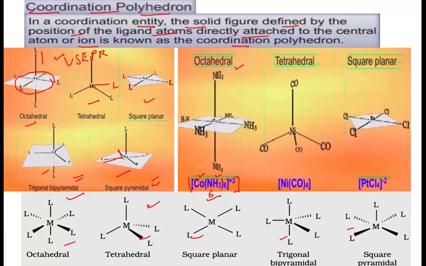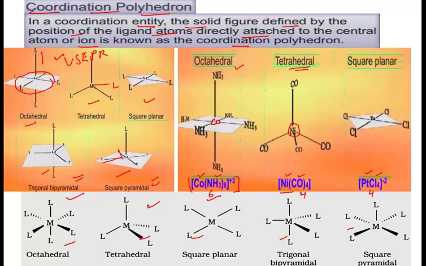They are arranged octahedrally, that is, cobalt is surrounded by 6 ammonia species, right? Then another example is Ni(CO)4. Ni is the central atom, CO is the ligand, the coordination number will be 4, and the geometry will be tetrahedral, right? So nickel is in the center and then 4 CO are attached. Now there is another example, [PtCl4]. Again 4 coordination. Pt is the central atom, chloride is the ligand, and 4 is the coordination number.